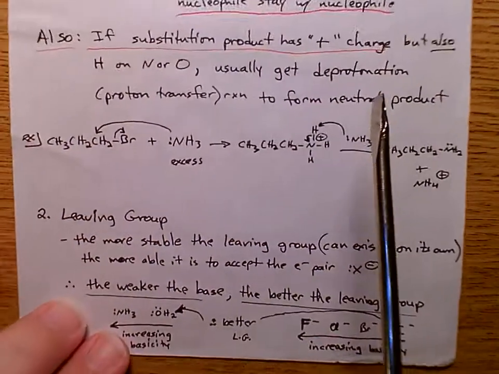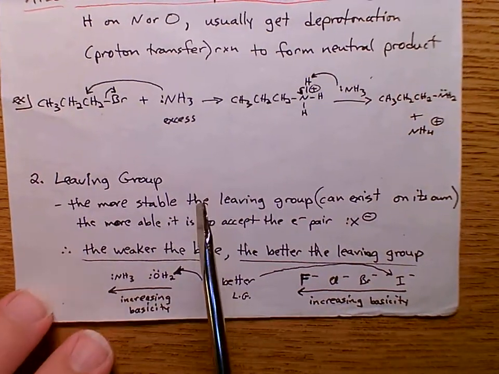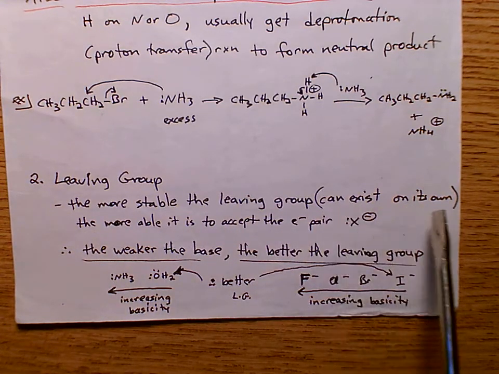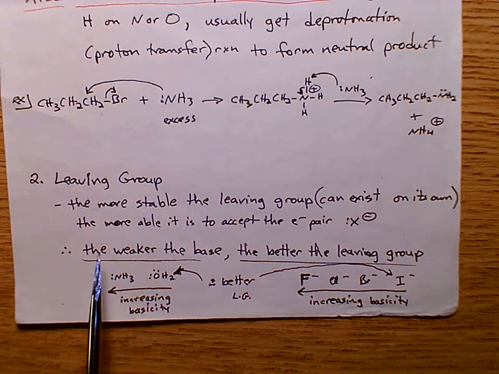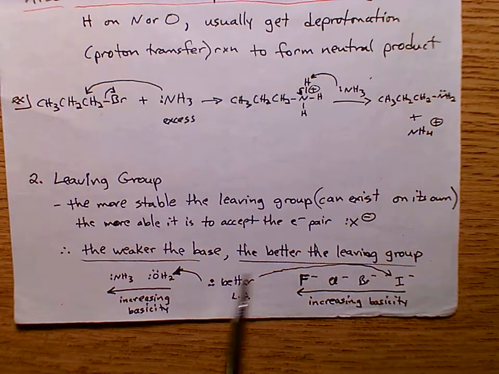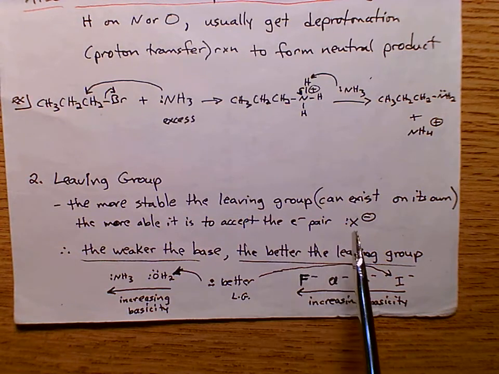Chloride is very stable. The leaving group, when it leaves and takes the 2 electrons with it, must be a kind of stable beast. The more stable the leaving group is, the better it can exist on its own, the more able it is to accept the electron pair when the bond breaks, and the more likely it is to leave. Well, what makes things more stable? What makes a leaving group more stable?